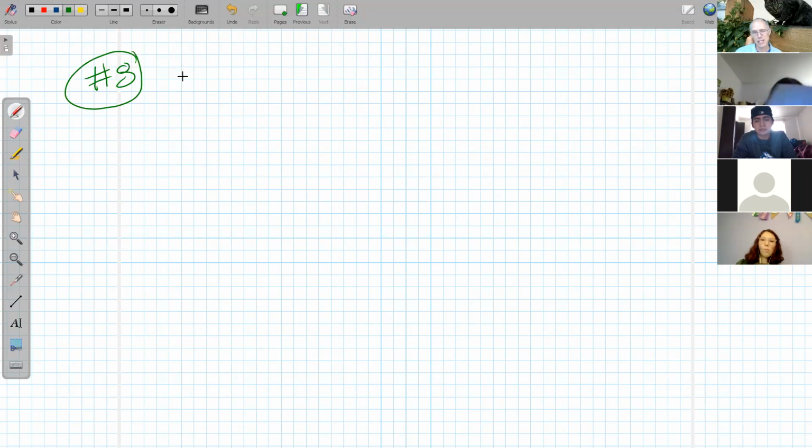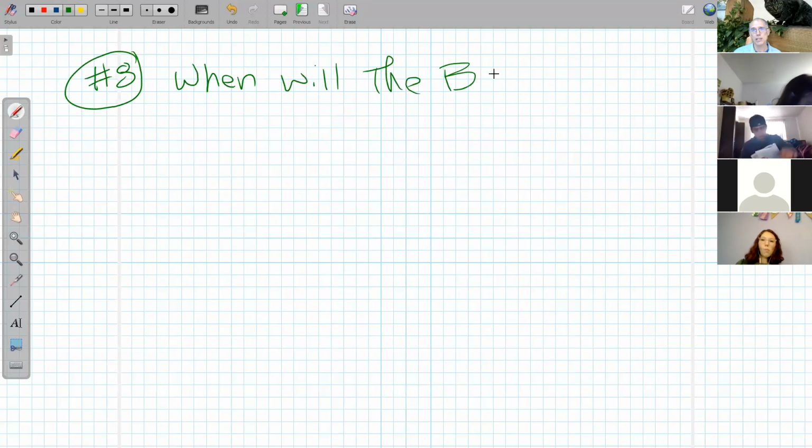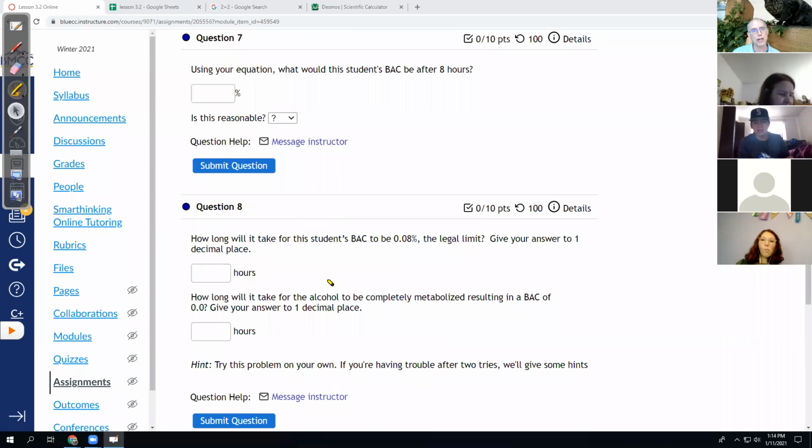I think number 8, if I have the right question, asks when will the BAC be 0.08? Am I on the right question? Yep. Okay. So down here, how long will it take for this student's BAC to be 0.08%, the legal limit? Give your answer to 1 decimal place.